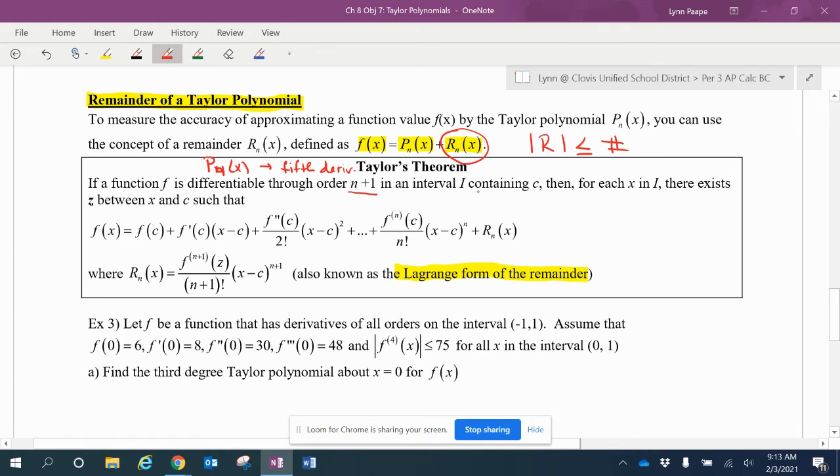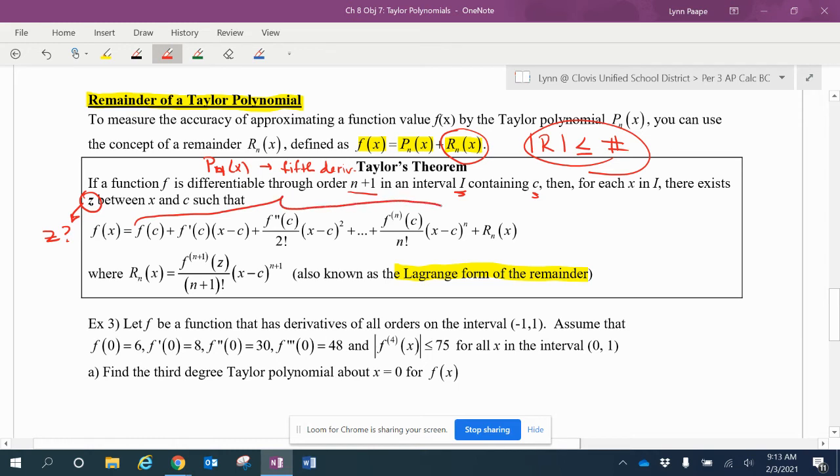And then you're on some interval I containing c. So we have to have an interval that we're looking at in which we are centered or anchored about. And then for each x on the interval, there exists some value of z that we will never, ever be able to find. So z will be outside of our ability to find, but that is okay, because that's why we're finding a range. Okay. So we're not looking for z, we're looking for, where does z land? Like, what could it be? Not what is it?